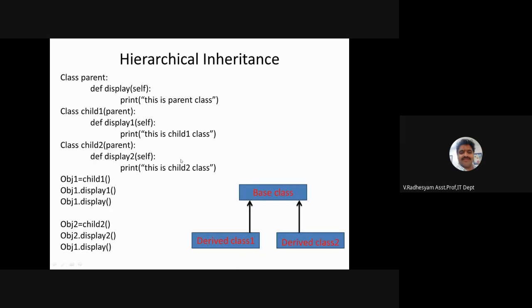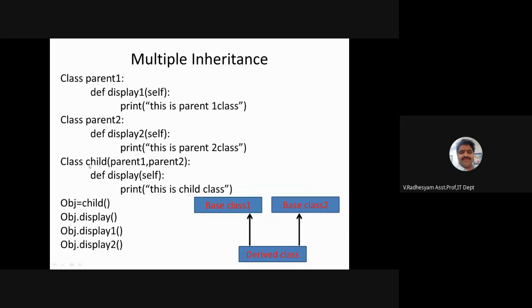Unlike previously, where you wrote child, with just parent mentioned, here it is class child, parent 1 comma parent 2. Two parents at a time are inherited by the child class. Base class 1 and base class 2, with one derived class. So if you create an object for the child class, we can access parent 1 and parent 2. This type of situation is called multiple inheritance.